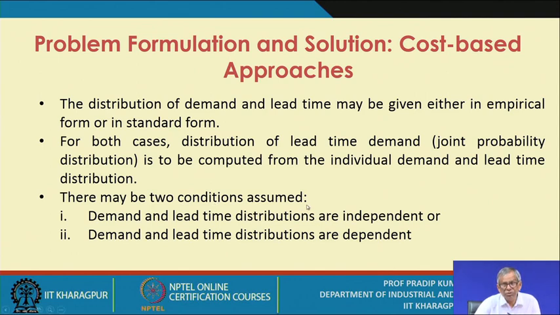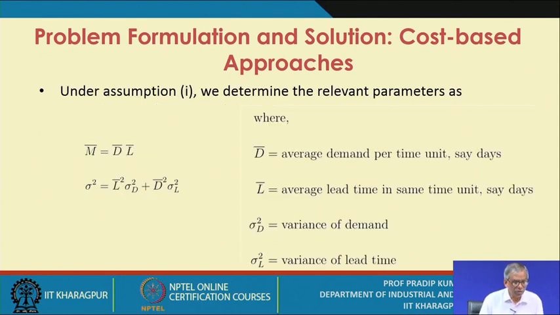There may be two conditions assumed. The first one is that the demand and lead time distributions are independent, or the second is that they are dependent. In other words, we assume that Q, the order quantity, and the reorder point may be considered either independent or dependent, or for the P systems, the order interval and the maximum inventory may be considered independent or dependent. So you may have two kinds of modeling.